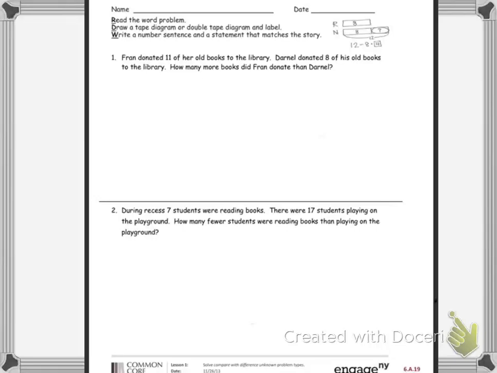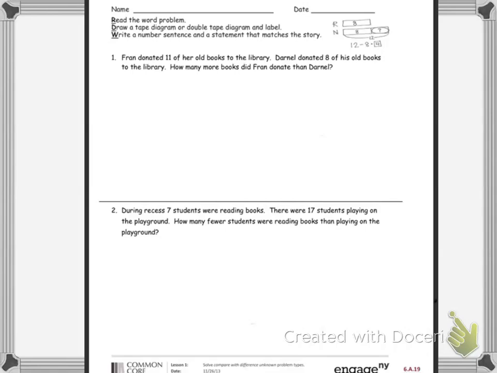Module 6, Lesson 1 homework. For today's homework, we're going to be using the read, draw, write strategy to solve word problems. We're going to be reading the word problem, drawing a tape diagram or double tape diagram, and writing a number sentence and statement to match the story.